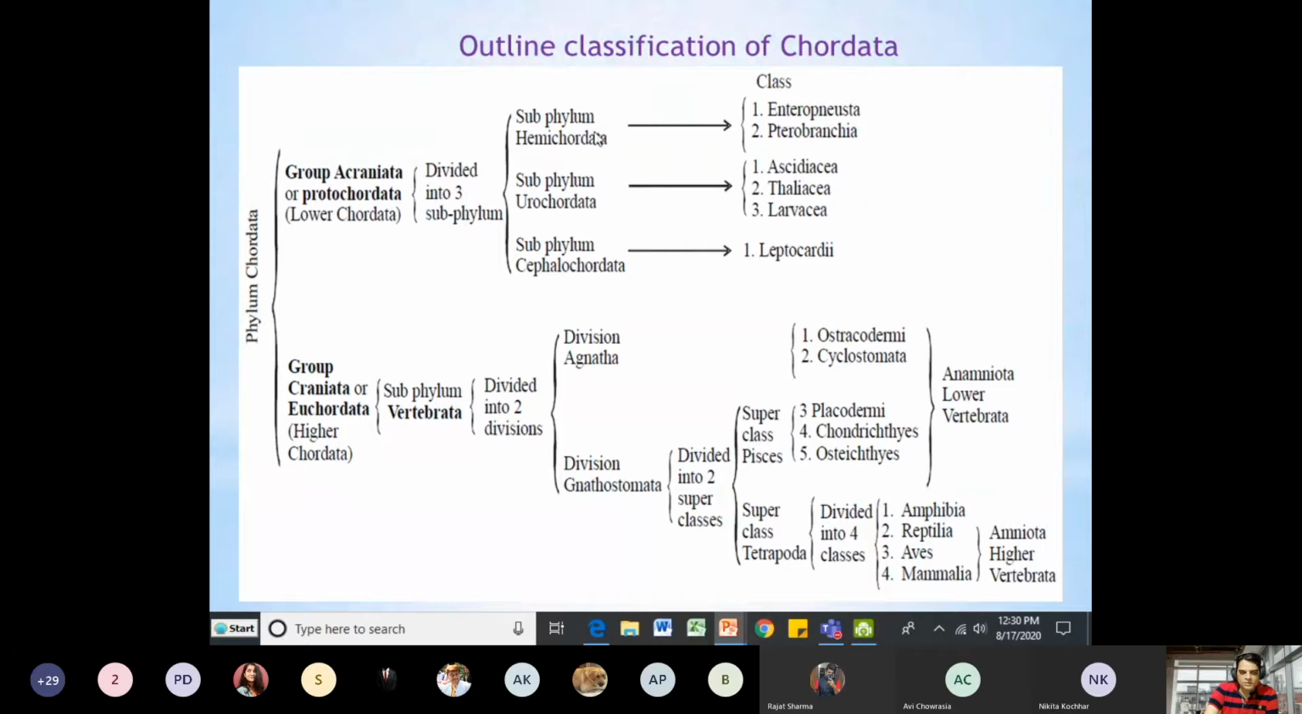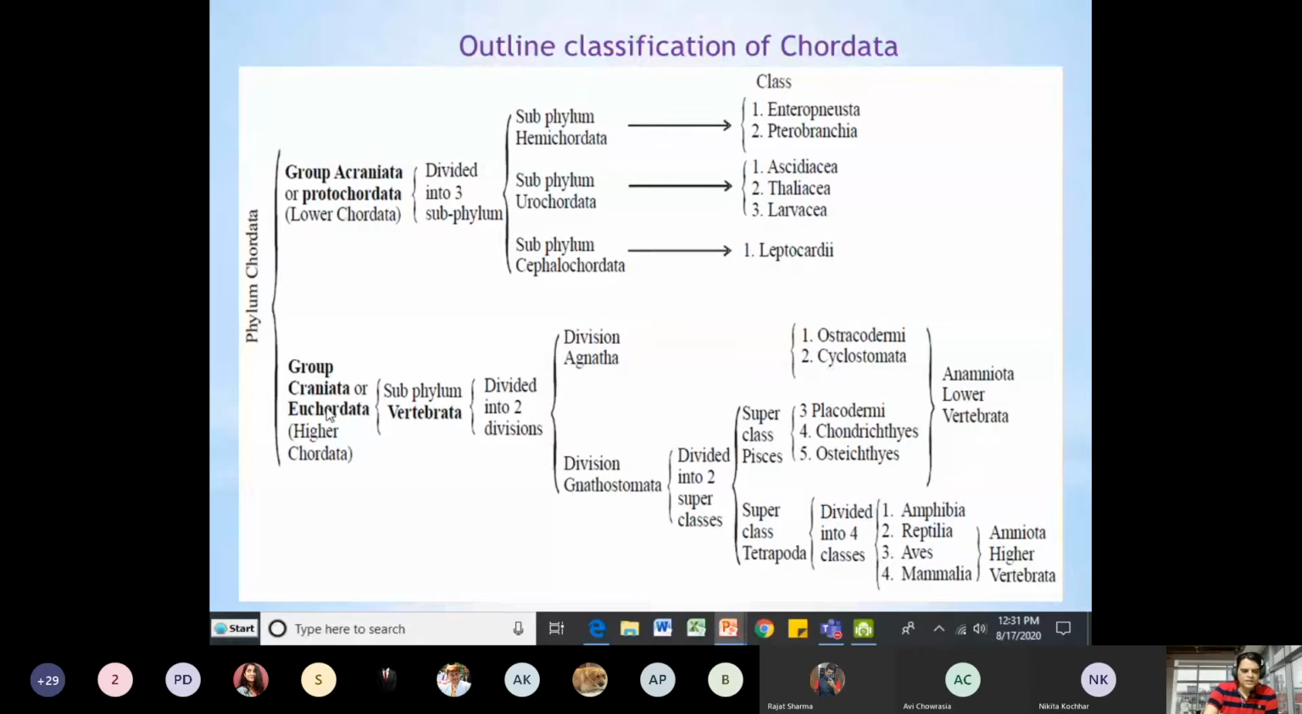Now, the group Acraniata is further divided into three subphyla: Hemichordata, Urochordata, and Cephalochordata. The Hemichordata has two classes, Enteropneusta and Pterobranchia. Then the subphylum Urochordata has three classes, Ascidiacea, Thaliacea, and Larvacea. And the subphylum Cephalochordata has only one class, Leptocardia.